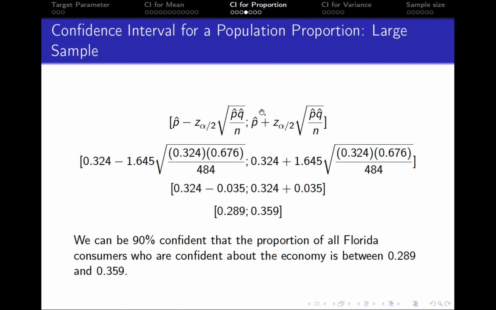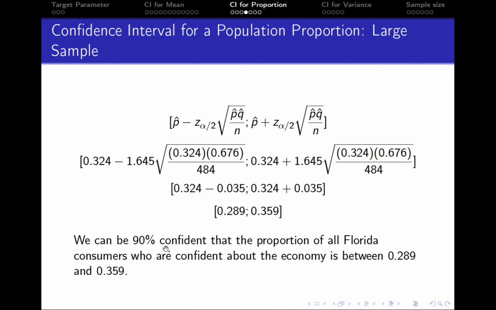And here we use the formula. So the third case, when we do not know the standard deviation of the sampling distribution or the true population proportion, we substitute everything into the formula. So p hat, the proportion of optimistic people, is 0.324. The critical z-score is 1.645. So p is 0.324, q is 0.676, and the sample size is 484. So in the end, we get the values of 0.289 and 0.359.